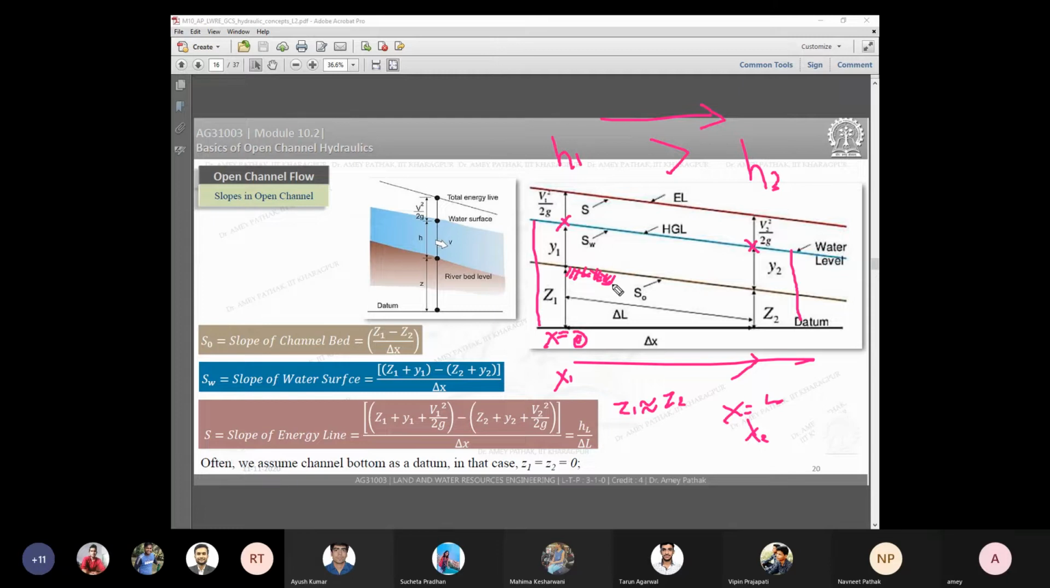Gravity force, sir. No, gravitational force will come into the picture when there is a sharp difference in elevation from this end to this end. We are saying that the flow velocity is basically governed by this Y1 depth, right? So the slope of this water surface is actually your driving force here.